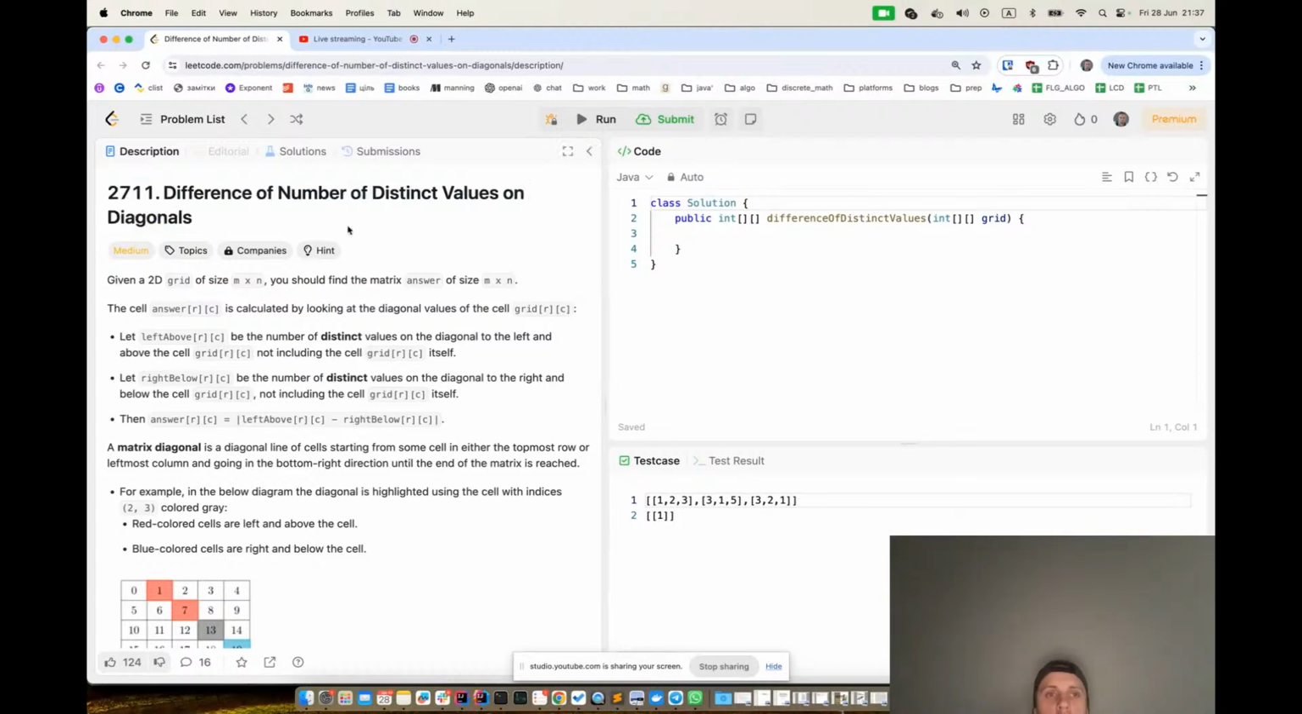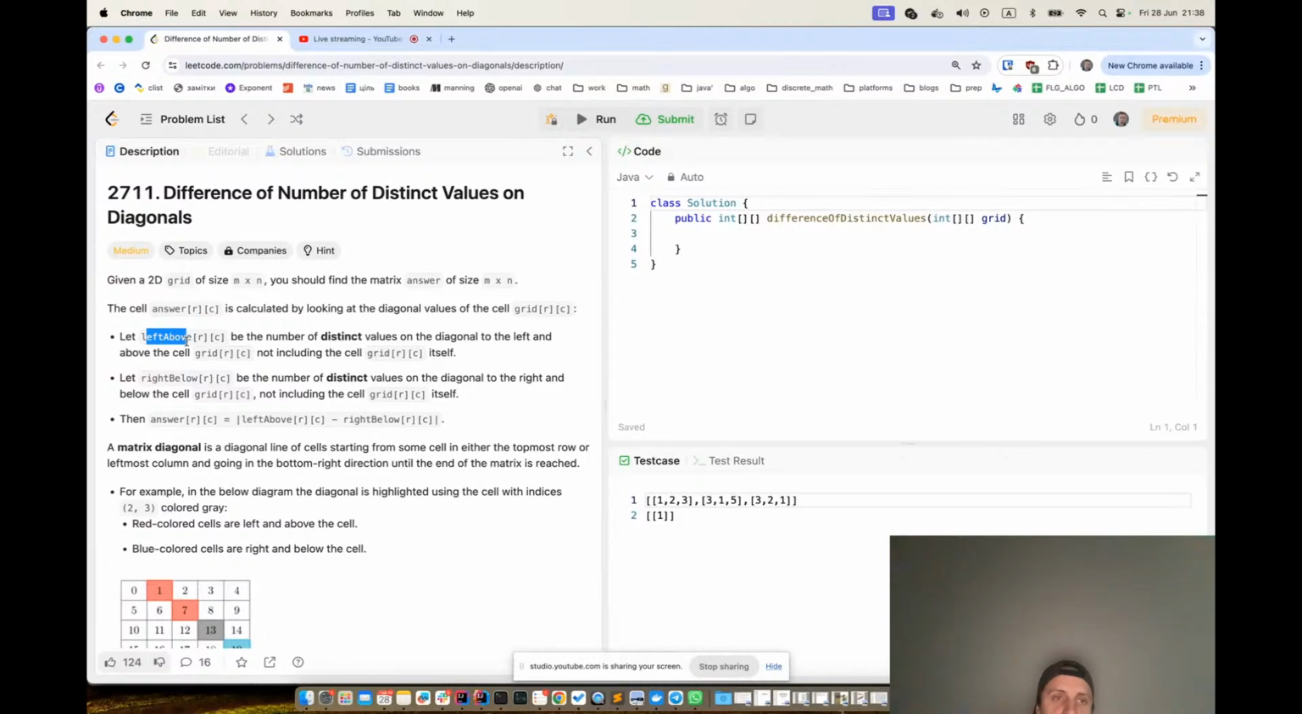Okay guys, we continue solving our task, and the next task will be the following. It's called difference of number of distinct values on diagonal. So we are given some grid M and N, and we have to find the matrix answer of size M by N. The cell of this answer is calculated by looking at the diagonal values of the cell.